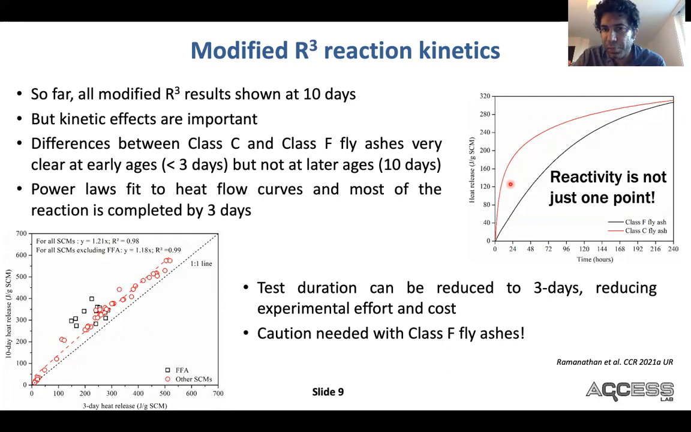So we did a lot of fitting to the data that we had, the heat flow curves. And we see that in most cases, the reaction is completed by 3 days. But this is not the case for the class F fly ashes. But for other materials, you can really cut the test duration down to 3 days, significantly reducing experimental effort and cost. Different sorts of corrections are needed for the class F fly ash than for the other materials. But in principle, it's possible to cut the test duration down to just 3 days.